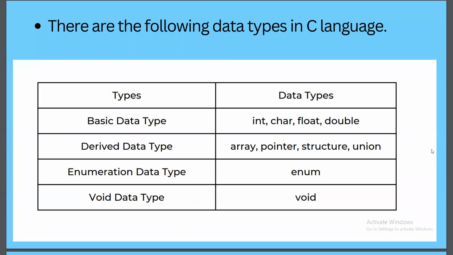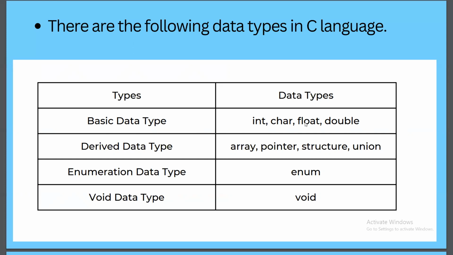Now there are the following data types in the C language. First, basic data types. In basic data types, int, char, float, and double are there. Float is, as I told you, 6.4, 4.3. But if you want to use some bigger value, for example 12.1234, 3.0000, for that you need double.